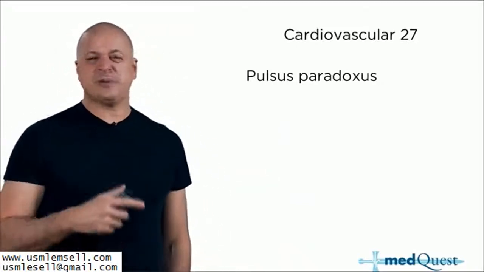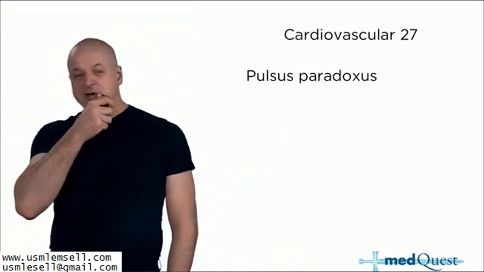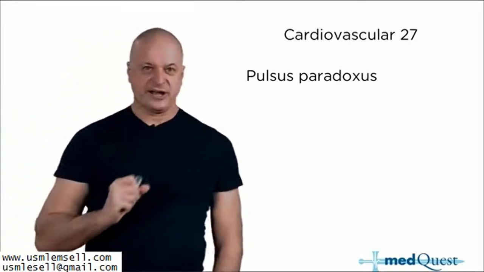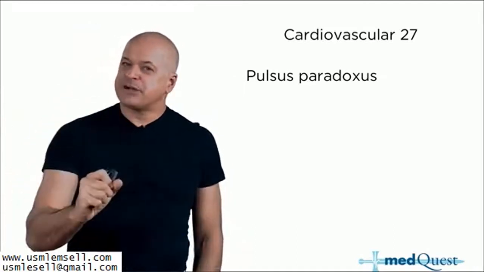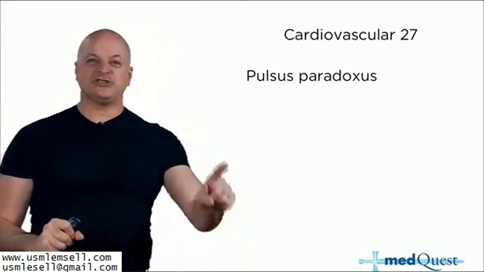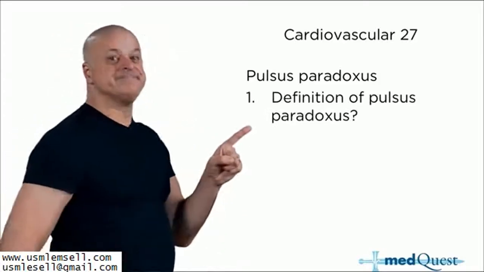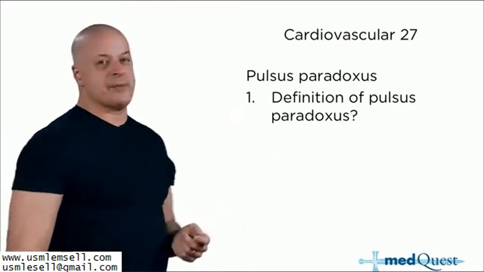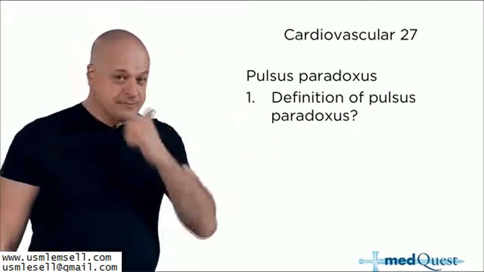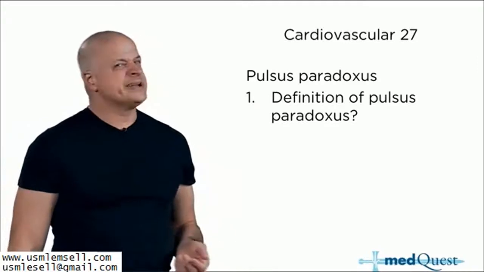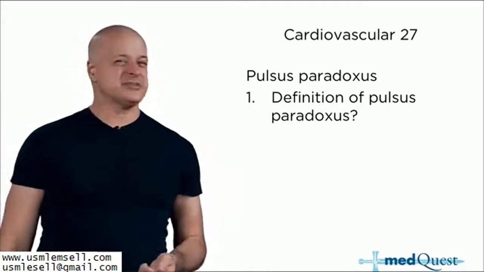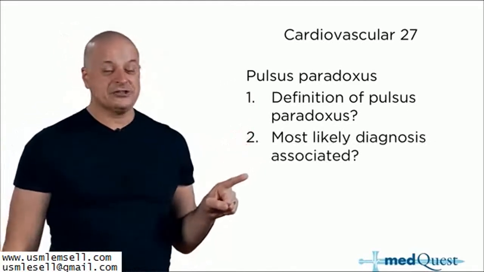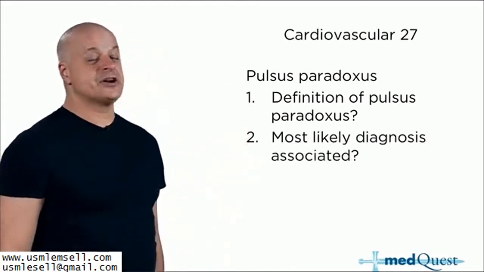So the pulsus paradoxus, what is it? Now, we don't have a picture of a pulsus paradoxus because it's a blood pressure finding. It's an exaggerated drop in blood pressure on inhalation. That's the definition. Everybody's blood pressure will drop when you inhale, but it shouldn't drop more than 10 millimeters of mercury. But it does in a pulsus paradoxus. The most likely diagnosis with a pulsus paradoxus is pericardial tamponade.